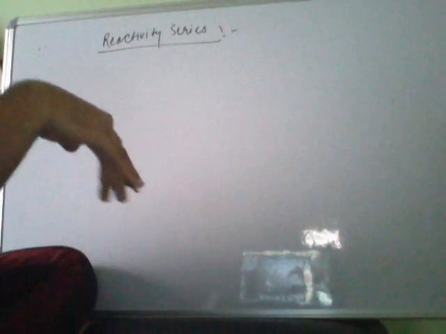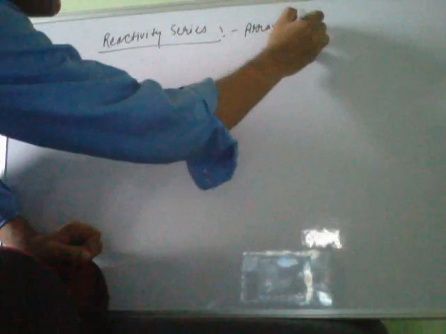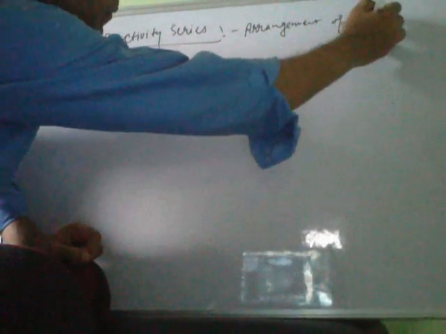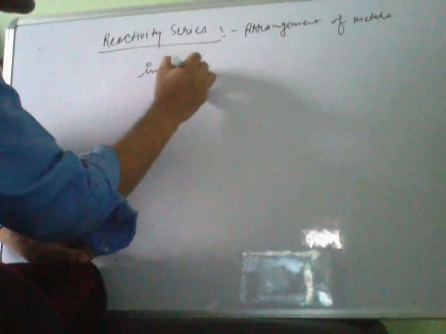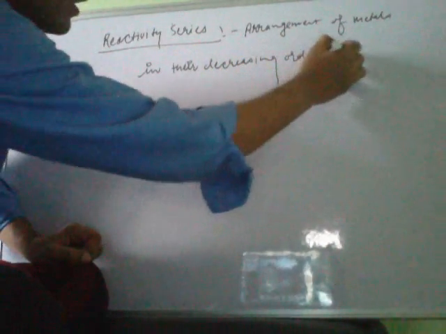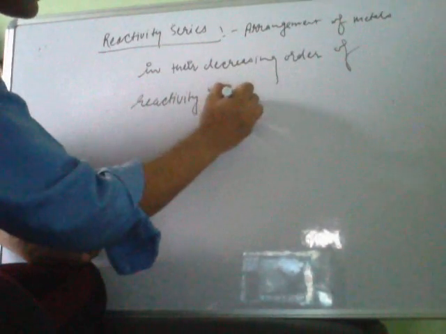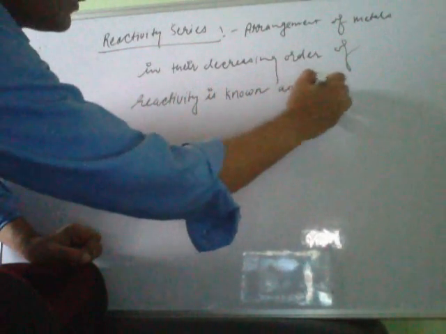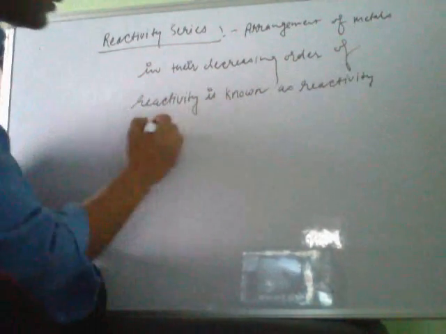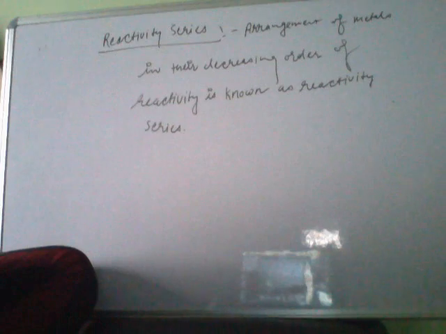So what do you mean by reactivity series? The reactivity series is the arrangement of metals in decreasing order of their reactivity. So the reactivity series is nothing but the arrangement of the metals in decreasing order of reactivity.